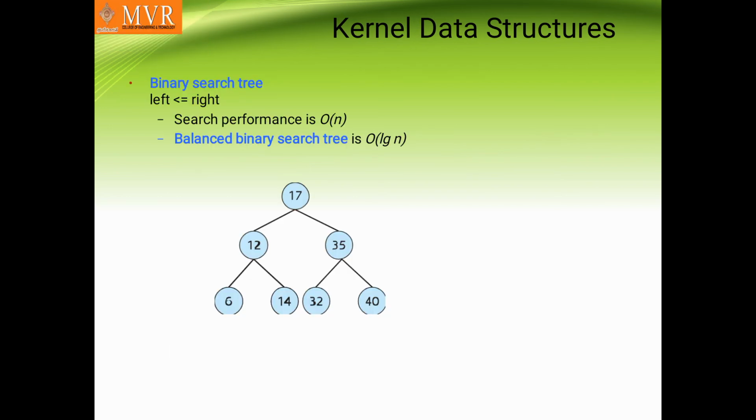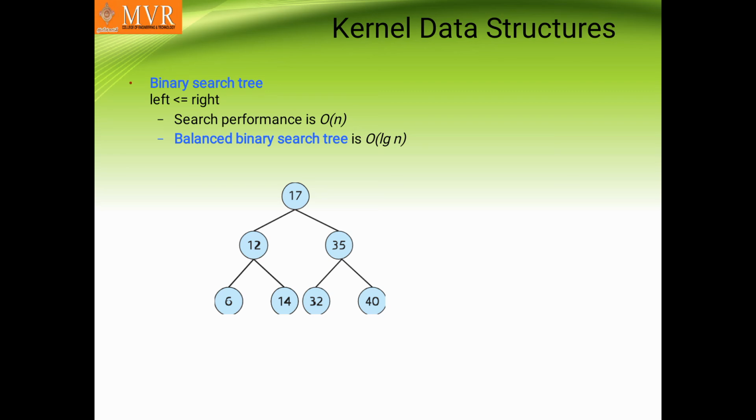Kernel data structure. In this kernel data structure, the binary search tree is used. In this binary search tree, the rule is that left is less than or equal to right. See this picture here. The search performance is O(n).